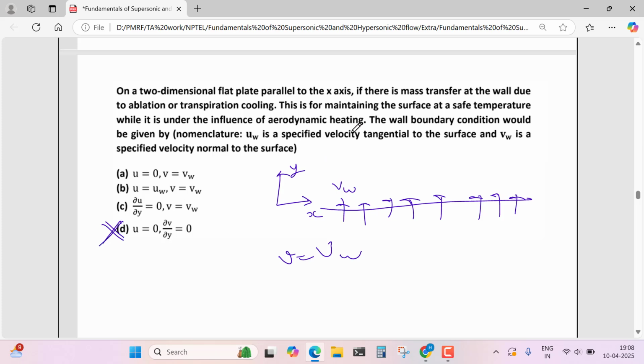One more thing, if there is viscous effect, then there will be a no-slip boundary condition. There will be no slip on the body. So U will be equal to 0. So option A will be the correct option. Option B and C are wrong.